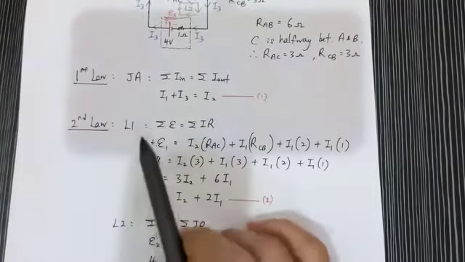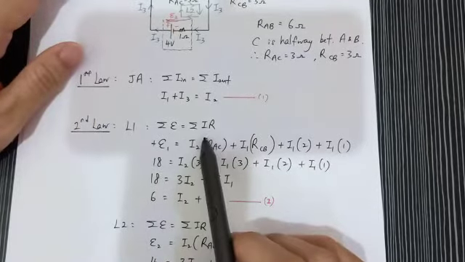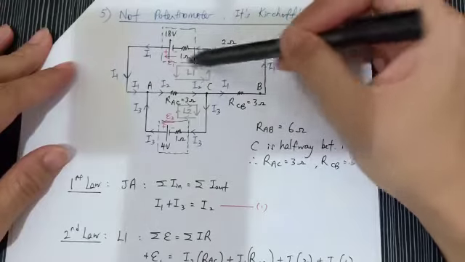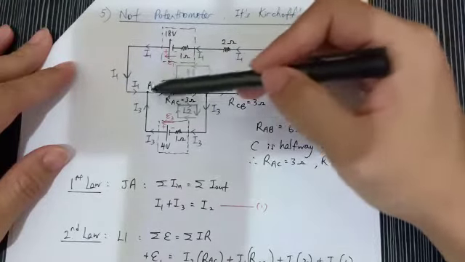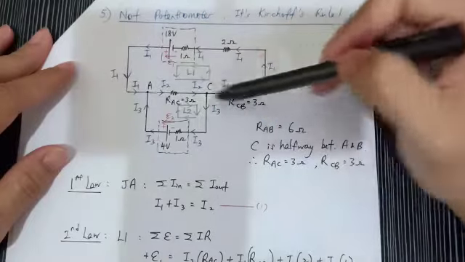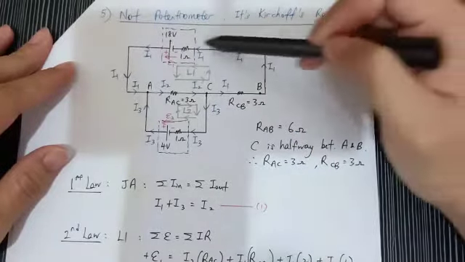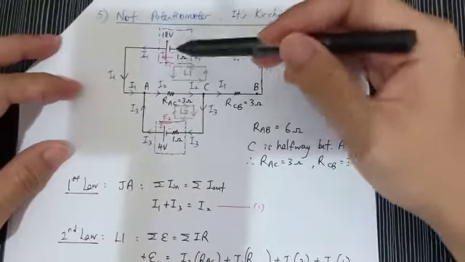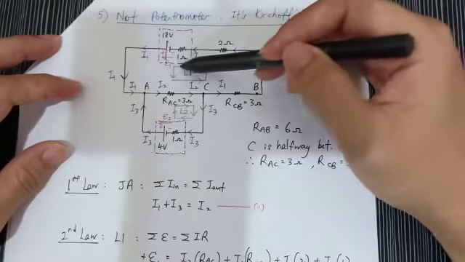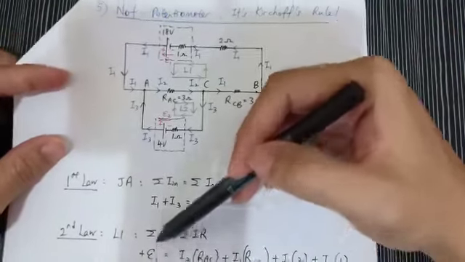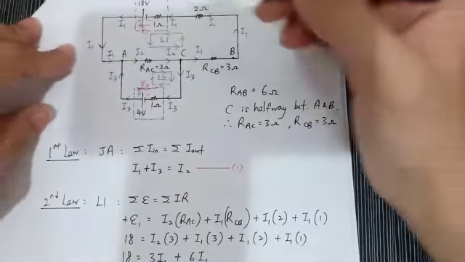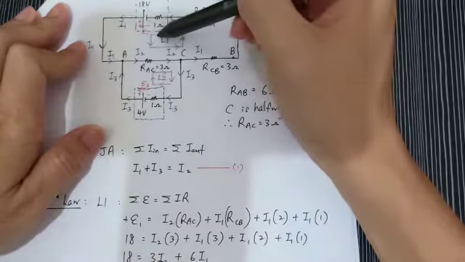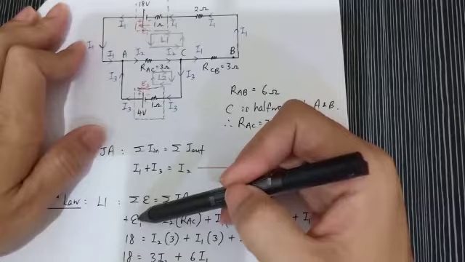Then the second law, for loop 1 and loop 2: total E equals total IR. For loop 1, I choose anti-clockwise, because I try to follow the current direction, also anti-clockwise, so that we get more positive values. Looking at loop 1, E1 is in the same direction as the loop, so E1 is positive.